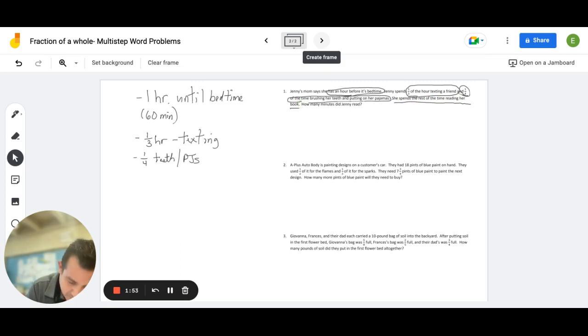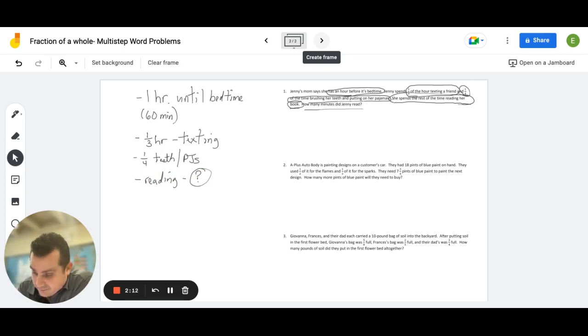And we're trying to find out that she spends the rest of her time reading the book. Right? Actually, that should be circled. How many minutes did Jenny read? So I'm going to put reading, and I'm going to put a question mark because we don't know.